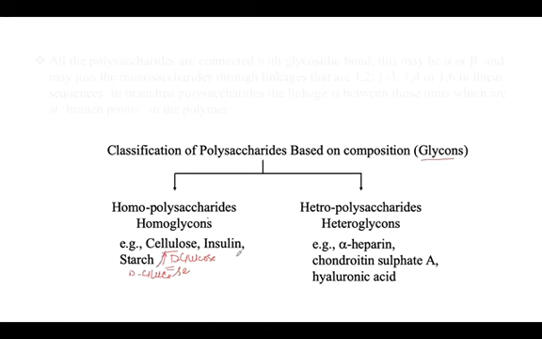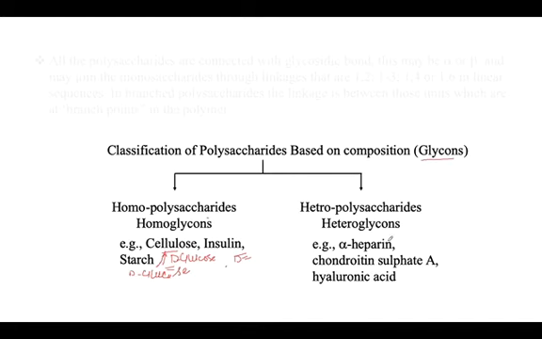Similarly, there is inulin, and we have found that it is made up of D-fructose. This D-fructose, when present in inulin, is in the form of fructofuranose, that is, a five-membered ring.